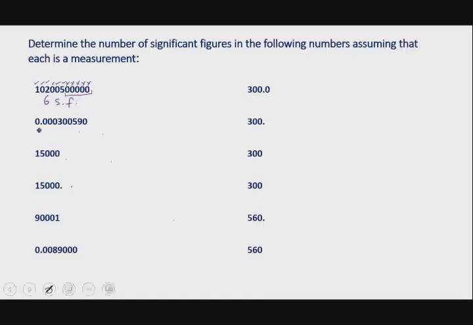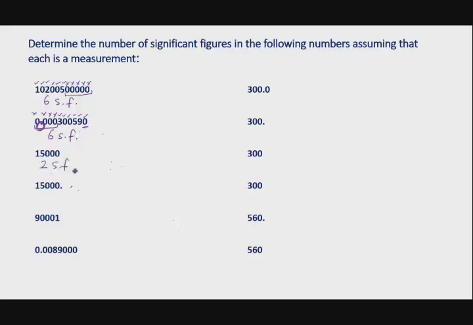Using the next example, once again, leading zeros are never significant figures. Non-zero digits are always significant figures. Confined zeros are always significant figures. Trailing zeros are significant figures if there is a decimal point somewhere in the number. So this one is a significant figure. If you count the total number of significant figures, once again, there are 6 significant figures. So using the same idea, let's go through the rest of the list and determine the number of significant figures.